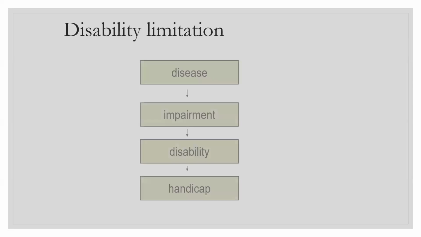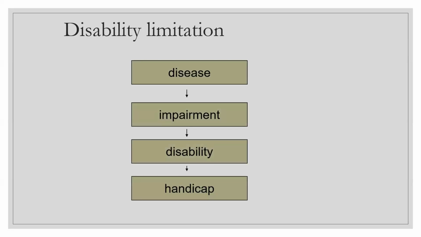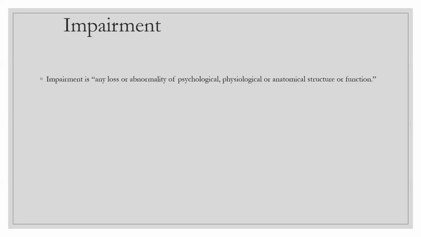Let's look at disability limitation a little bit more. There are 4 levels or stages of disability. So when you use the word disability, you use it very broadly. And there are 4 levels. It all starts with disease. Abnormal. Then impairment. Impairment is a loss or abnormality of either physiological, psychological, or anatomical structure.